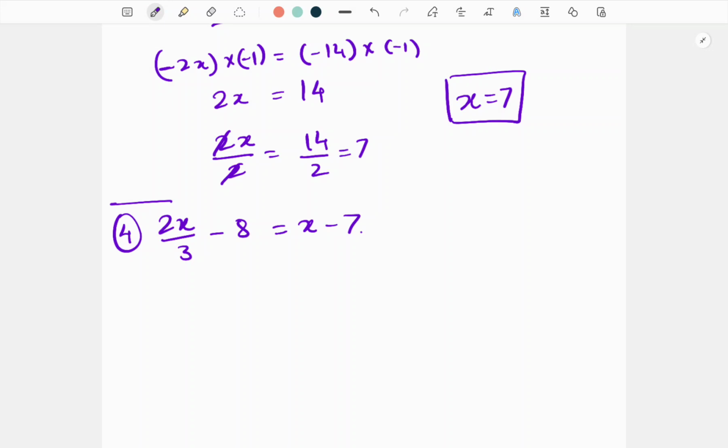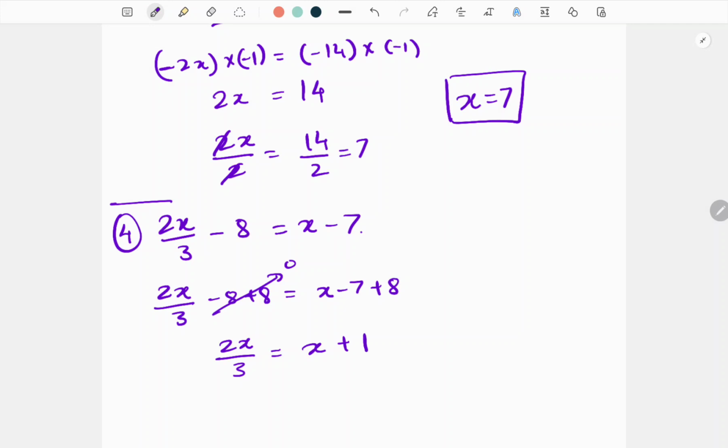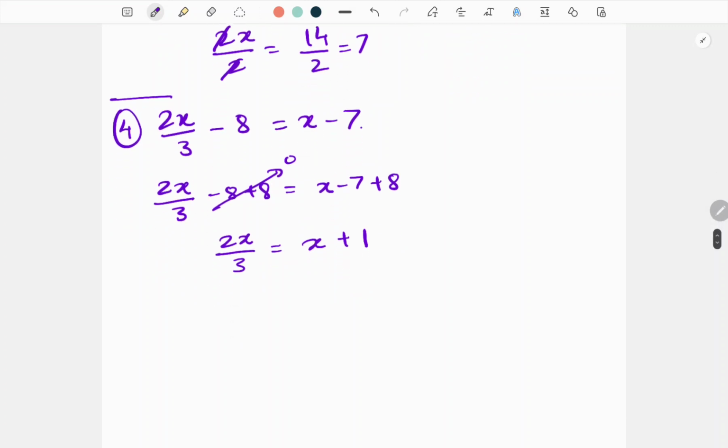So here in this case, I have 2x divided by 3 minus 8 is equal to x minus 7. As before, let's start isolating the variables on one side and constants on the other. So 2x divided by 3 minus 8 plus 8 is equal to x minus 7 plus 8. I'm adding 8 to both sides. This is 0. So 2x divided by 3 is equal to x plus 1. Now I want to multiply both sides by 3 so that the denominator goes away.